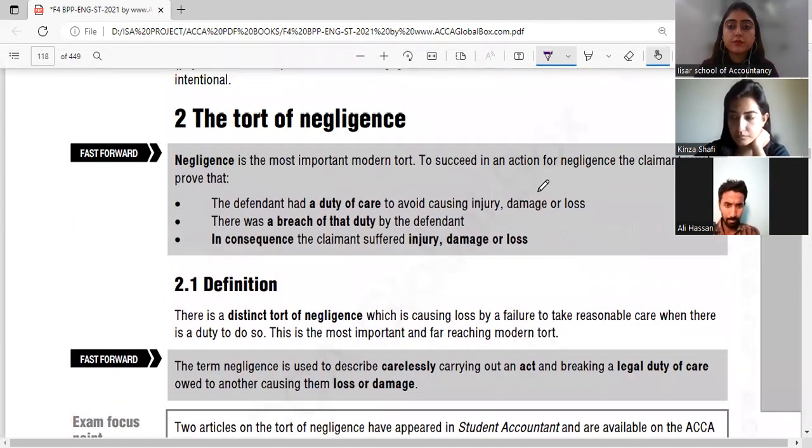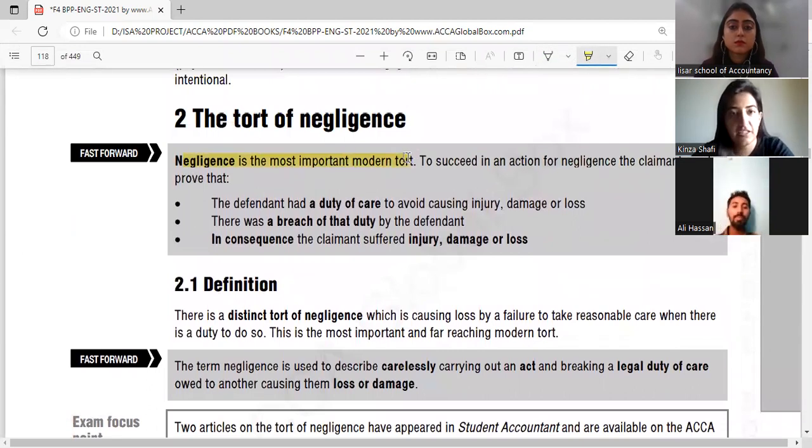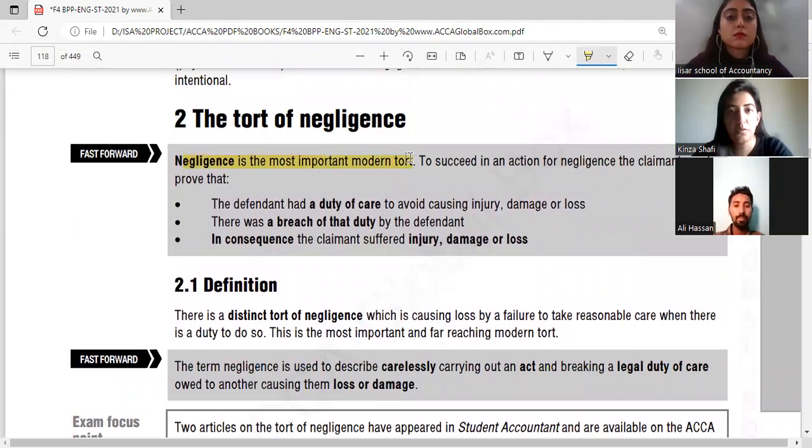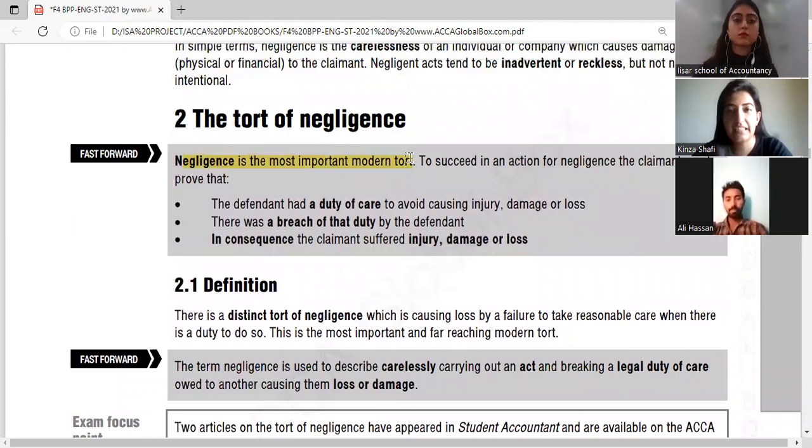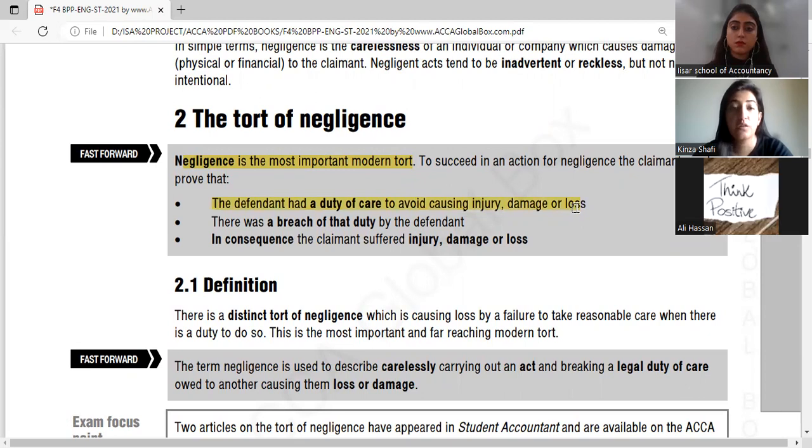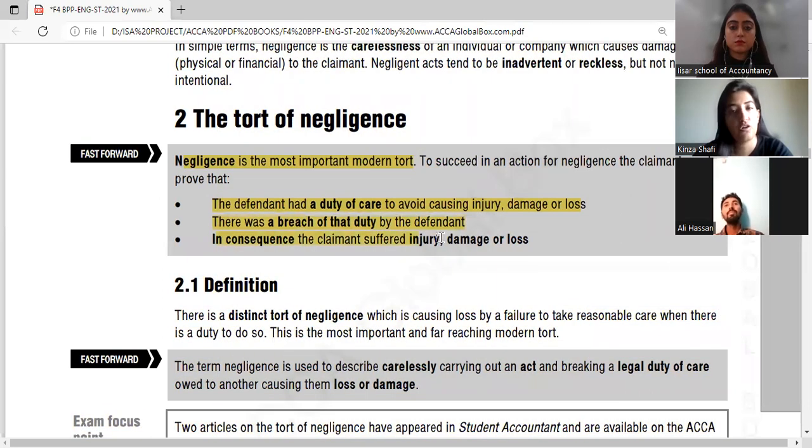Kinza, please read. Negligence is the most important modern tort. To succeed in an action of negligence, the claimant must prove that the defendant had a duty of care to avoid causing injury, damage, or loss; there was a breach of that duty by the defendant; and as a consequence, the claimant suffered injury, damage, or loss. This is all the examples you just gave of the barber, right?